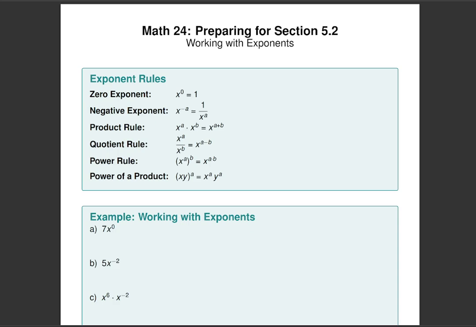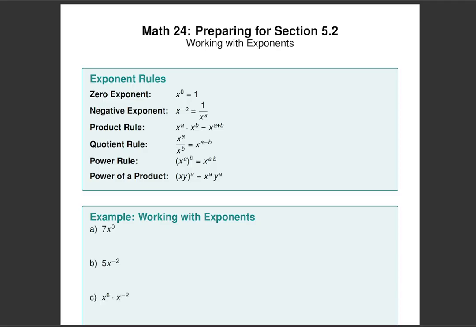Today, in preparation for section 5.2, we're going to be working with exponents. So we have several different rules for exponents, and we're going to practice each of them today. The first rule being the zero exponent. Anything raised to the zero power equals 1.